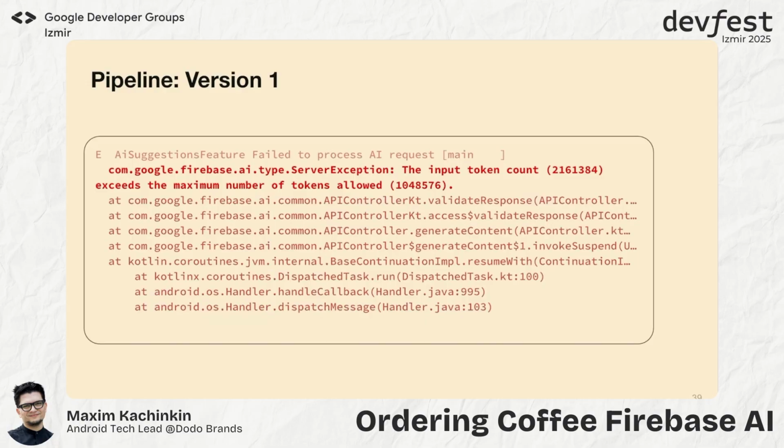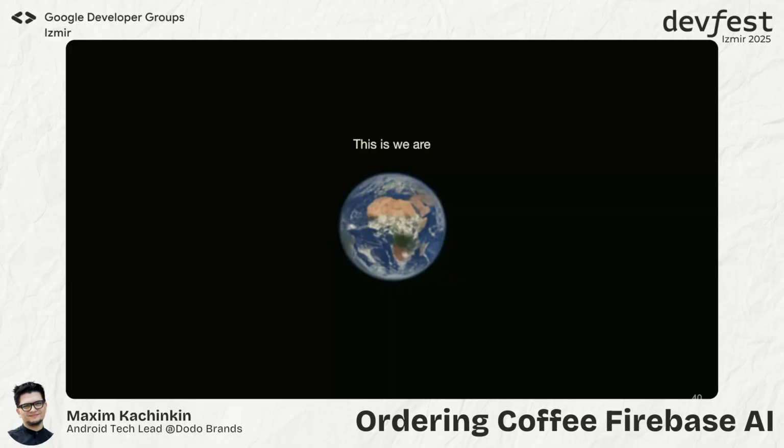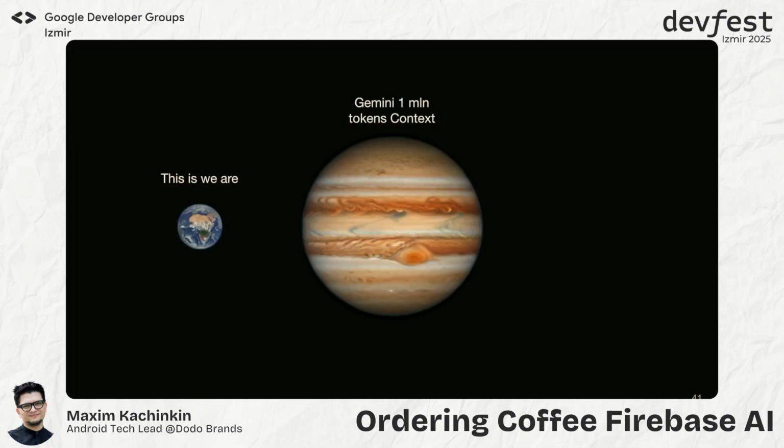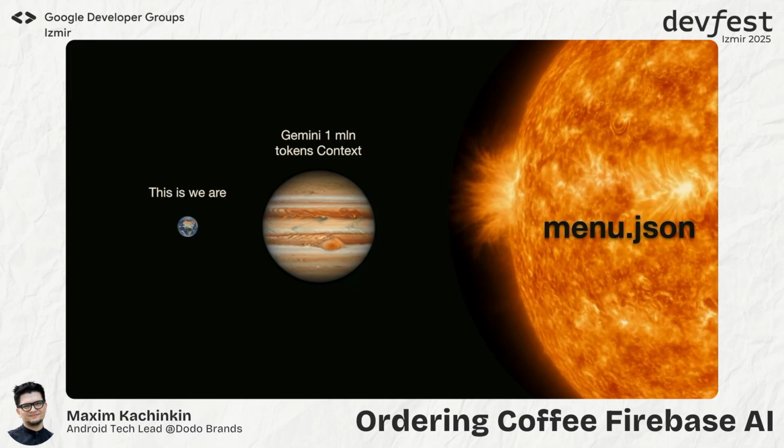2 million tokens, and this is how you can literally see it in your logcat, in your logs, 2 million something tokens. Let me explain what 2 million means. This is the whole DevFest Izmir. We are sitting here. And this is the Gemini context window of 1 million tokens, the biggest in the solar system. You can put almost everything there, right? And this is our menu, so it's not going to work. We need to find another solution.